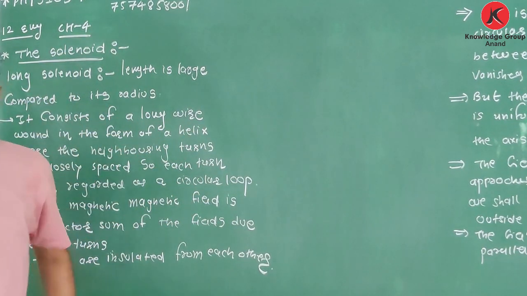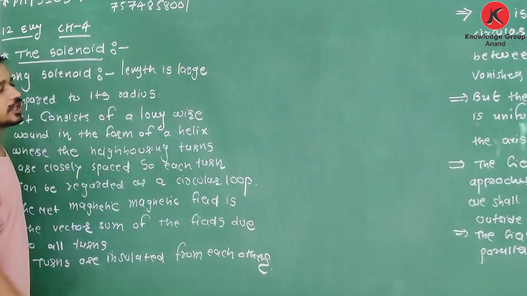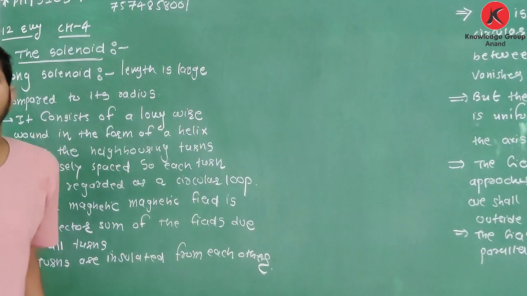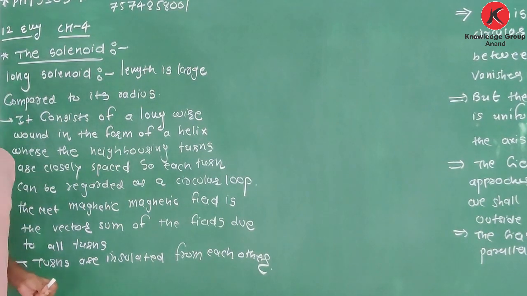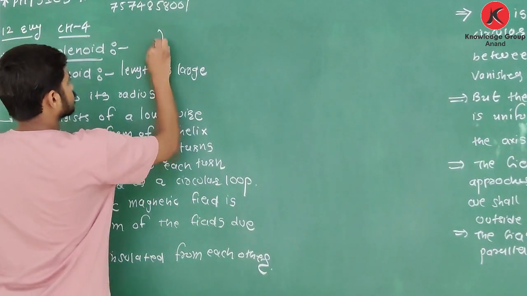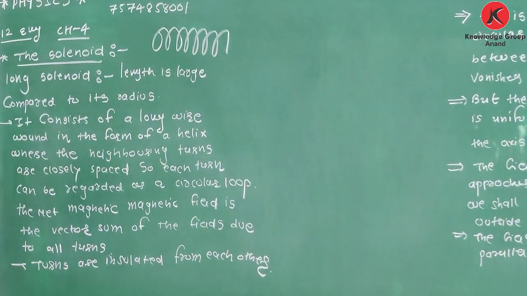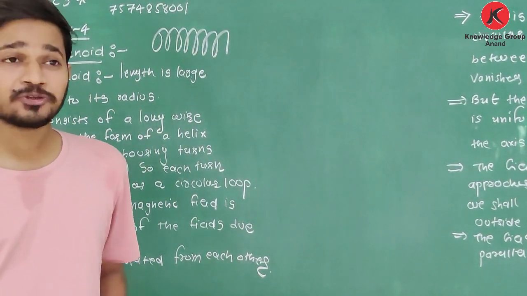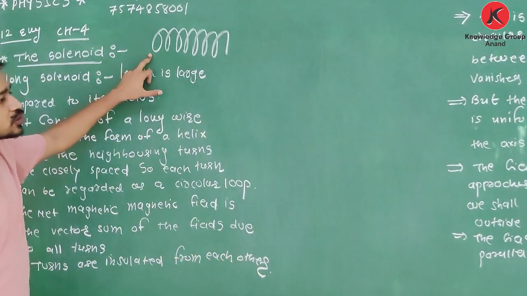What is a long solenoid? Its length is large compared to its radius. What is a solenoid? A solenoid is a long wire in the form of a helix, like this. It is called a solenoid. Clear about this? You know the spring; it is called a solenoid.